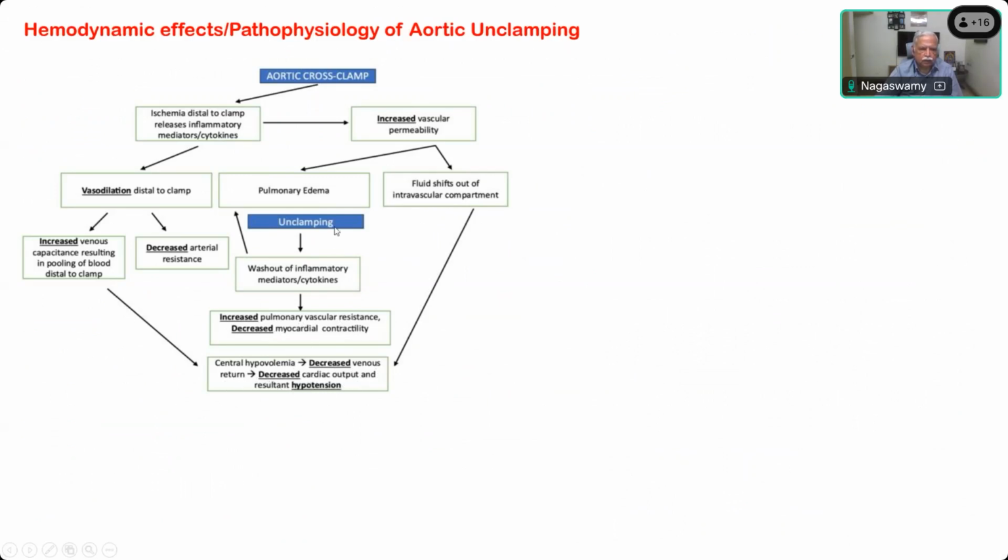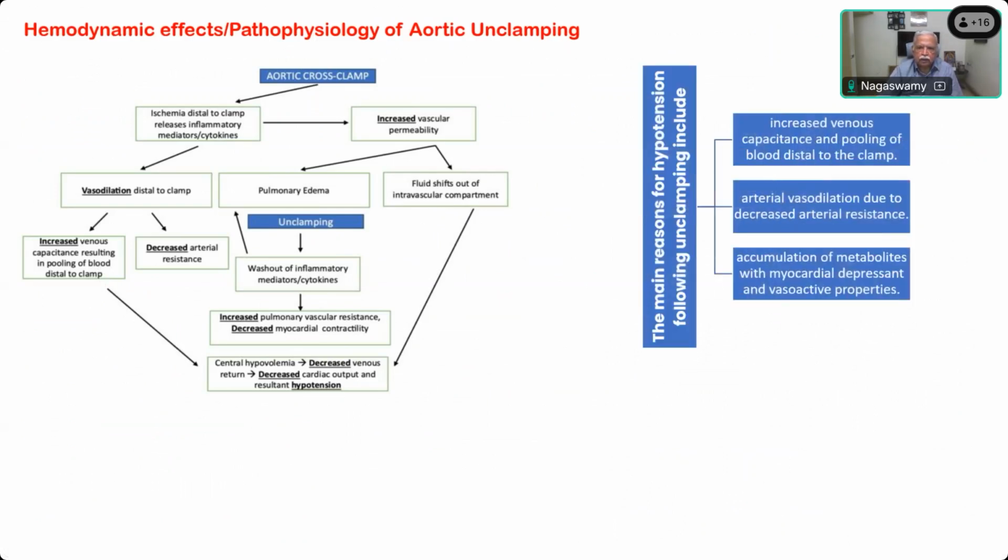So once you do the unclamping, you have to expect a profound hypotension. So you must be prepared. That's why the surgeons will always caution the anesthetist that they are going to unclamp. And you have to be ready with fluids and vasopressors. So you have to tackle that very cautiously. They will also slowly release the clamp, little by little. It will not be done all at once. They will always caution you.